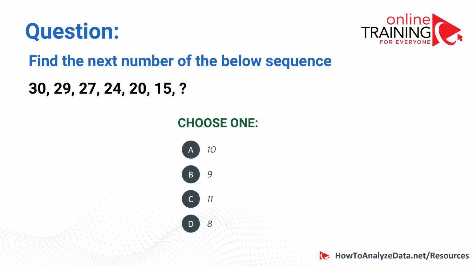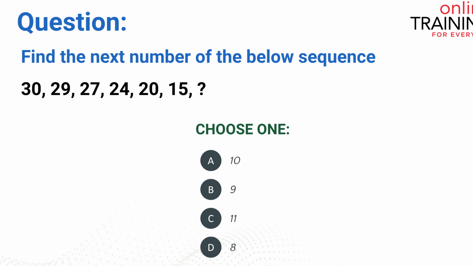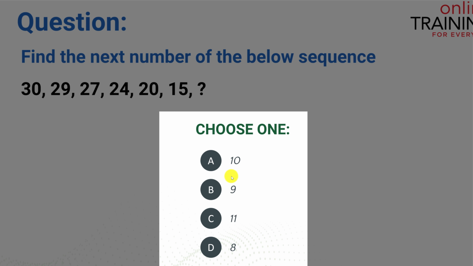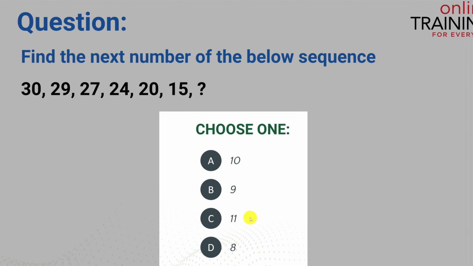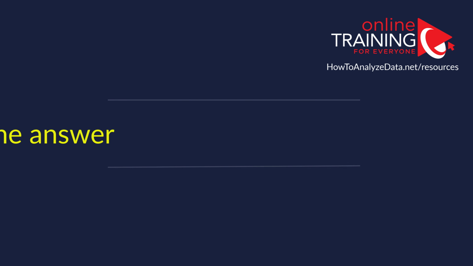So here's the question, which is frequently used as part of numerical reasoning and logical reasoning tests. Find the next number of the below sequence. You have a series of numbers: 30, 29, 27, 24, 20, 15, and 4 different choices: 10, 9, 11, and 8. Which one do you think is right? And how would you even approach answering something like this?